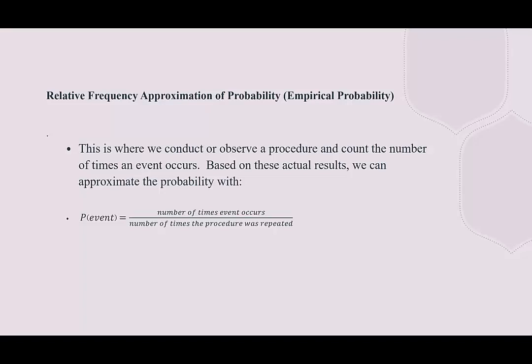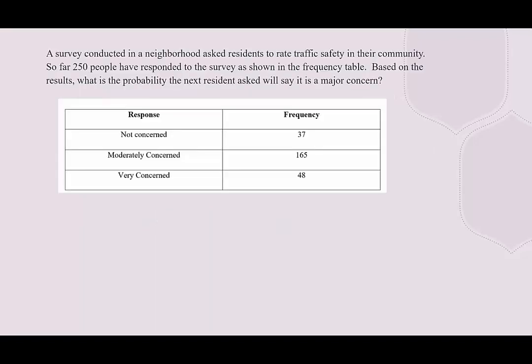So there are traffic studies that will do this. They might look at an intersection to see how many people are running red lights and then make an action from there to figure out what needs to happen. And there are many examples of where we would apply empirical probability.